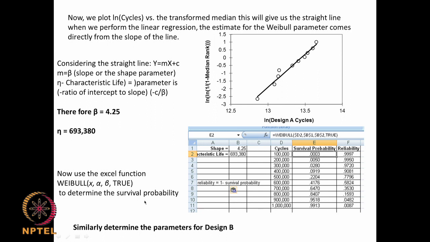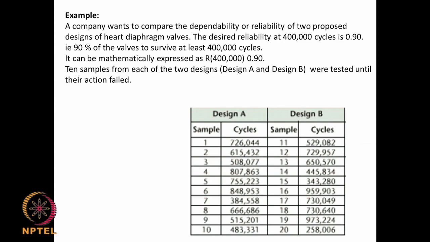So, I can use the Weibull distribution for any value of x. For example, if I want it to last for 400,000 cycles, I substitute here, put in the value, and I can calculate the probability. So, it is very simple. So, you have done it for design A.